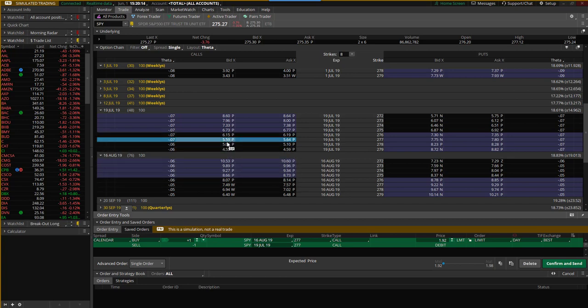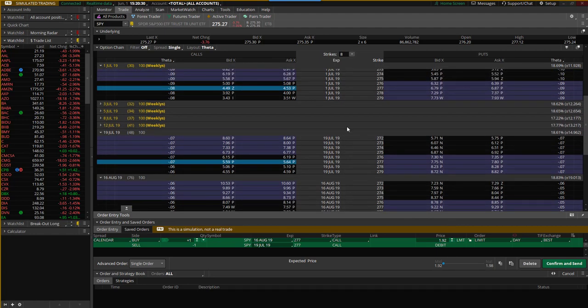But as this front one expires faster and faster and faster, the distance between them is going to get wider and wider, and that is going to increase the value of the trade. That's it. It's that simple. That's calendars in a nutshell.